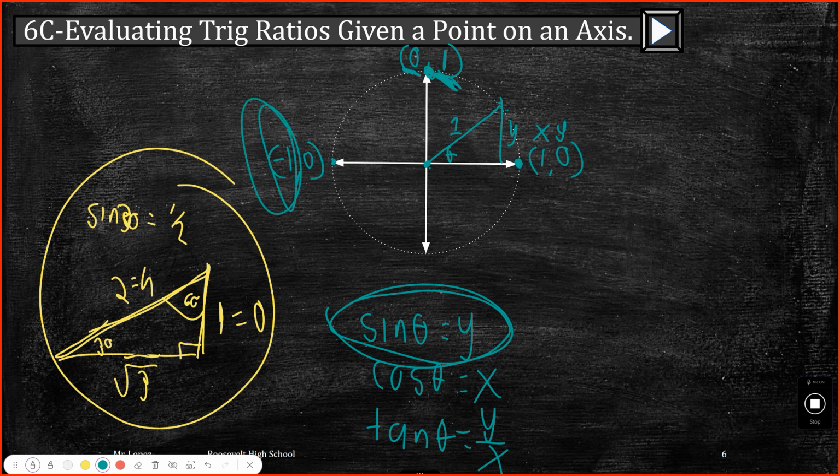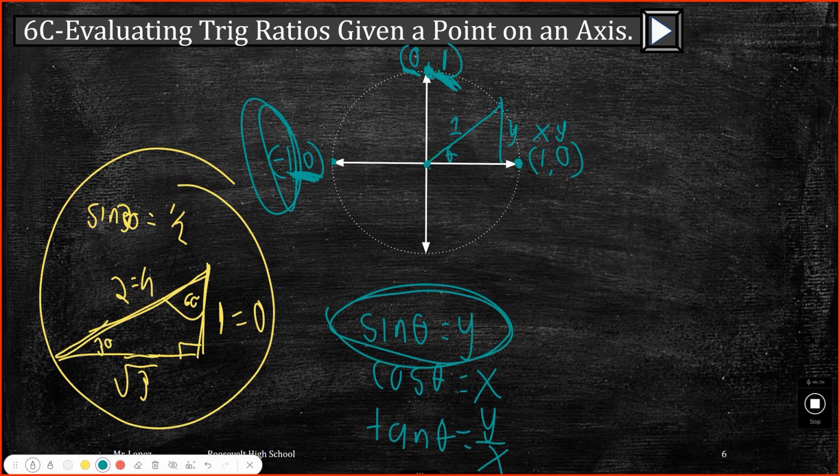Put it in a calculator. Put cosine of 180. What does it say it is? -1. What's sine of 180? 0.